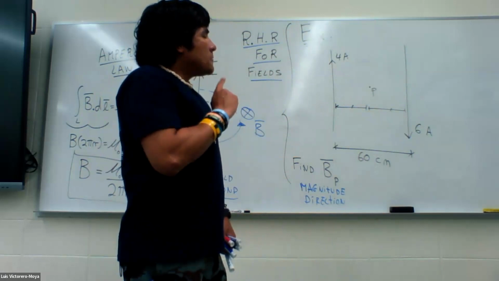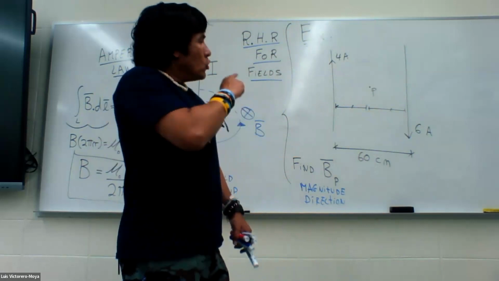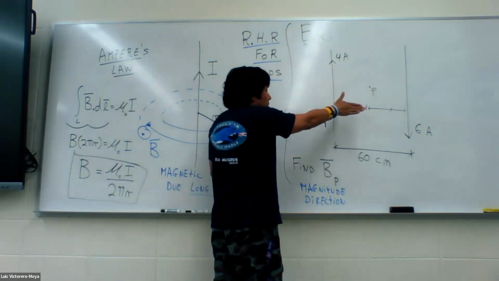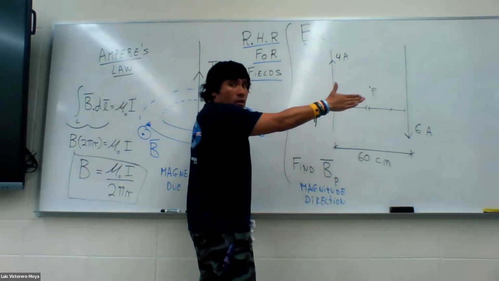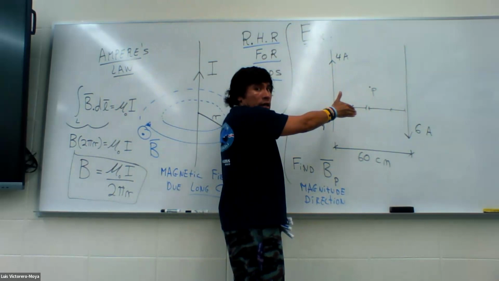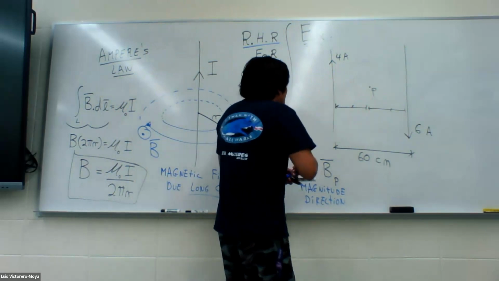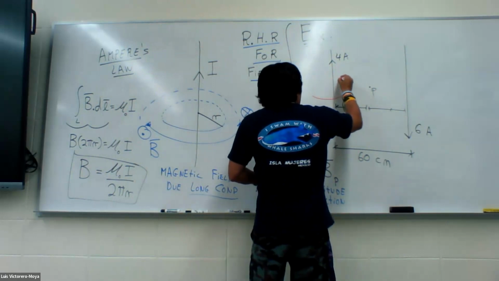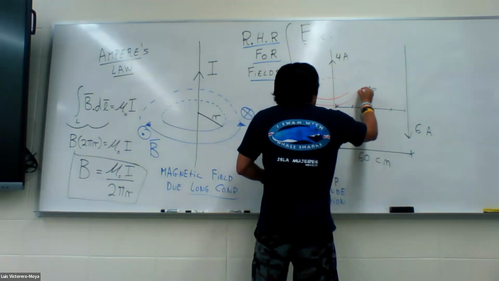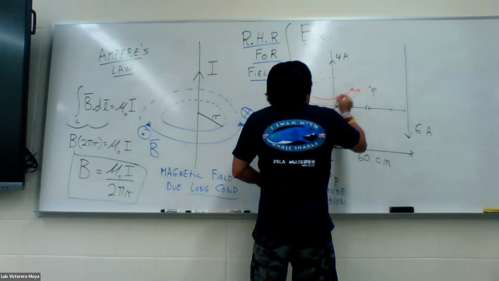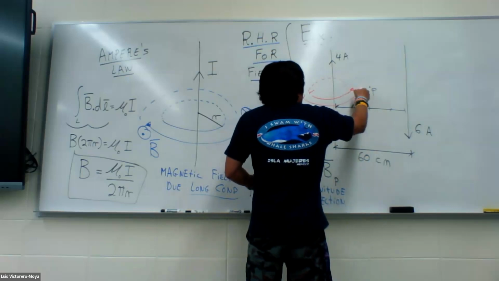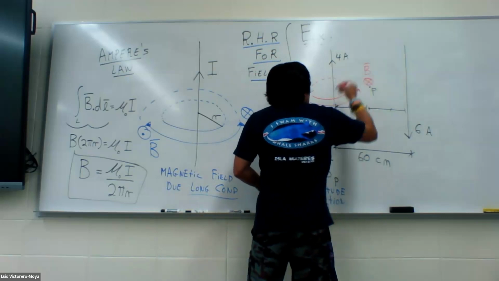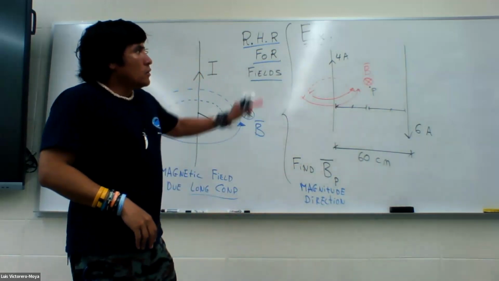First of all, let's find the magnetic field direction due to 4 amperes. So remember this, like that. I'm doing for 4 now, and then it goes like this. So it's going to go into the page, out of the page here. And at P it's going to go into the page. That's B1 due to 4 amperes.